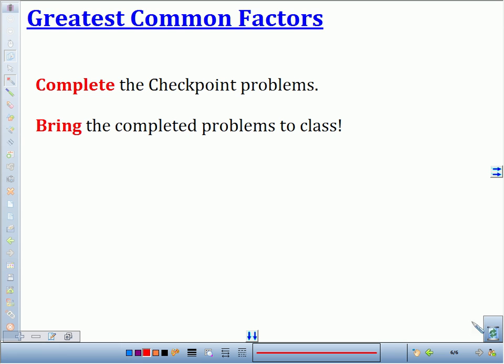All right, now I want you to complete the checkpoint problems on your notes, and bring the completed problems to class. Remember to find the greatest common factor that all of the terms share.